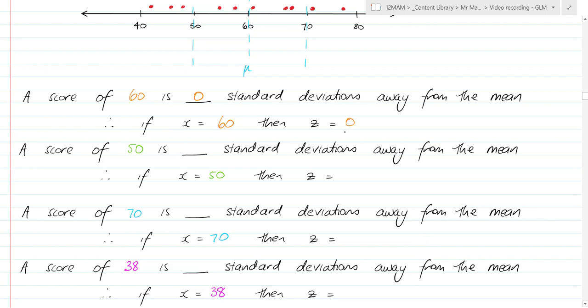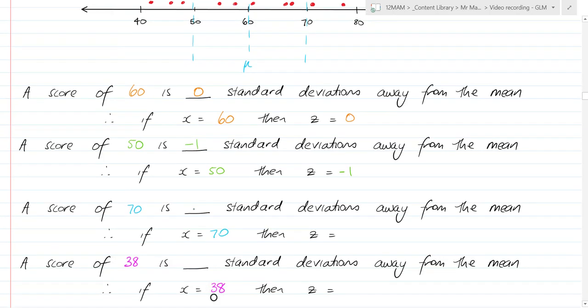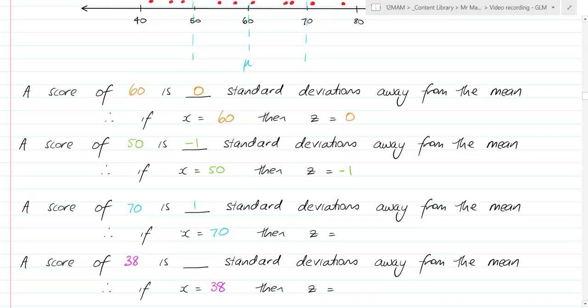I got ahead of myself there. The z score represents how many standard deviations above or below the mean you are. And z of 0 means you're on the mean. A score of 50 is 1 standard deviation below the mean, so we represent that as a negative 1. It's 10 below 60. So if x was 50, the z score would be negative 1. 70 is 1 standard deviation above the mean, so it's just 1. So if x was 70, z would be 1.